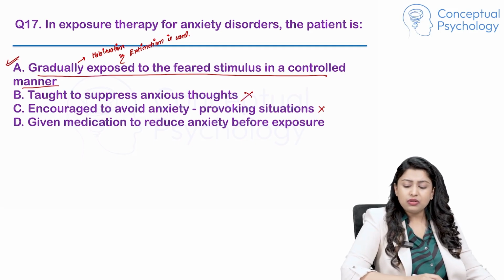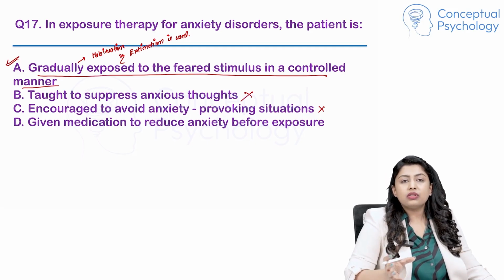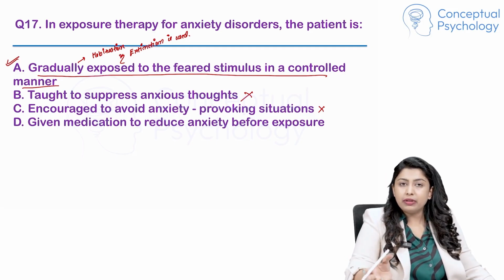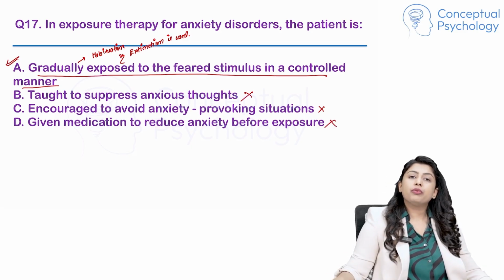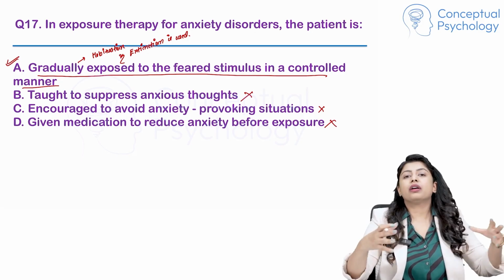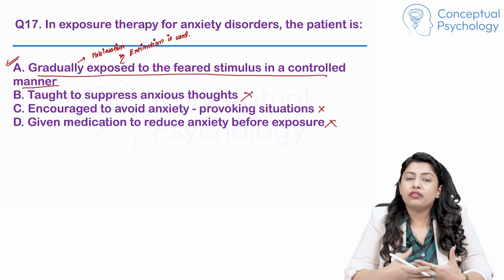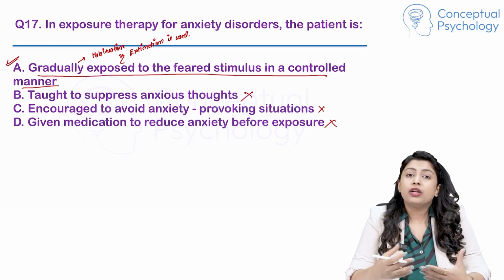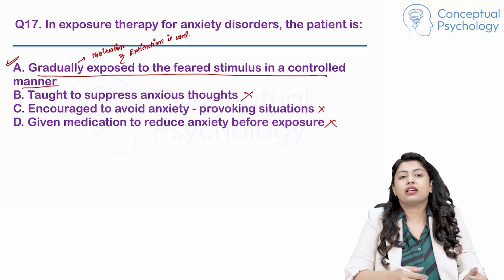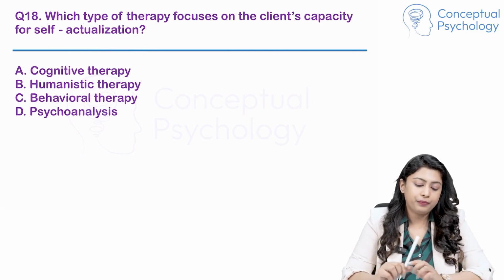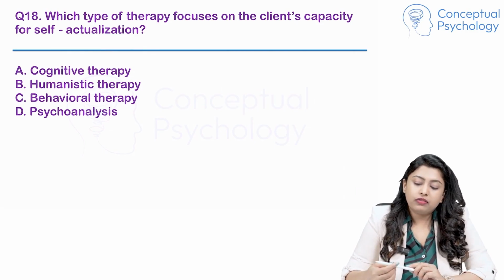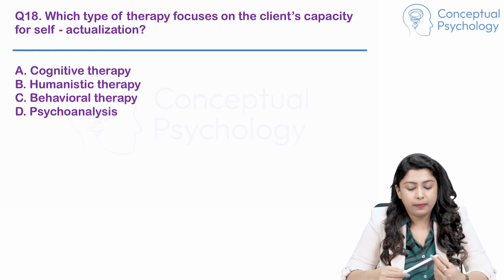Given medication to reduce anxiety before exposure, while sometimes it is used as an adjunct therapy, this is not the primary principle. So exposure therapy works through controlled gradual confrontation with feared stimuli to achieve habituation and extinction of the anxiety responses.